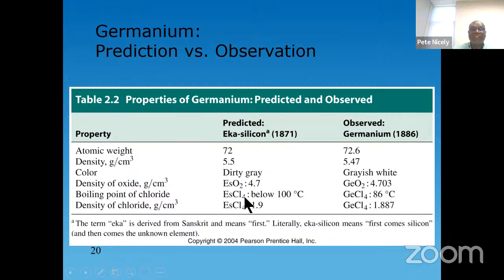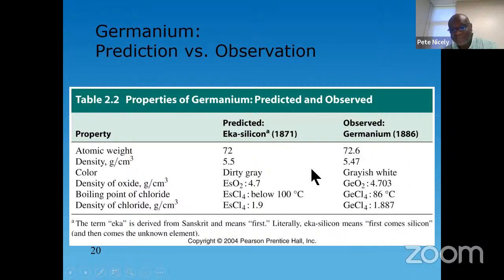He predicted that the boiling point of the tetrachloride of germanium would be below 100 degrees. So he could not accurately predict, in the case of temperature, what its boiling point would be. When germanium was discovered, it was determined that its chloride boiling point is 86 degrees Celsius. And then finally, he predicted that the density of the same chloride would be 1.9 grams per cm cubed. And it was discovered that the actual density is 1.887 grams per cm cubed. All right. So as you can see, he observed some properties which closely correlate to the actual properties that were discovered when germanium was discovered.